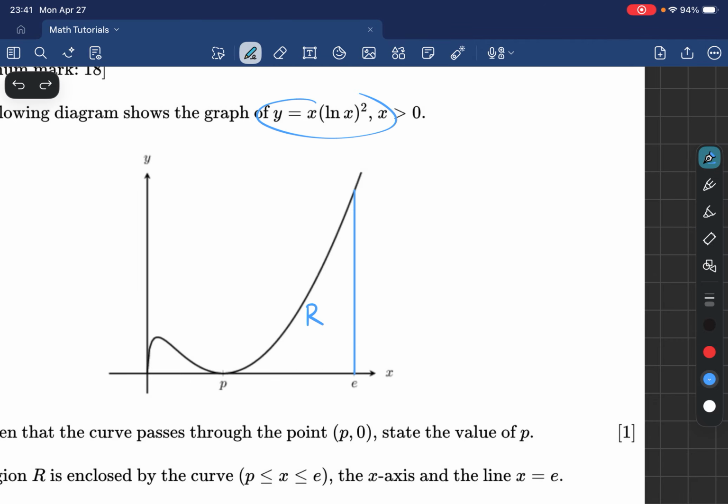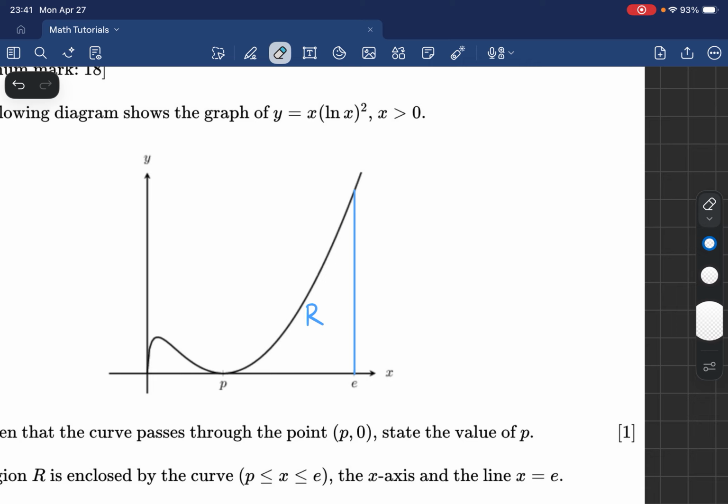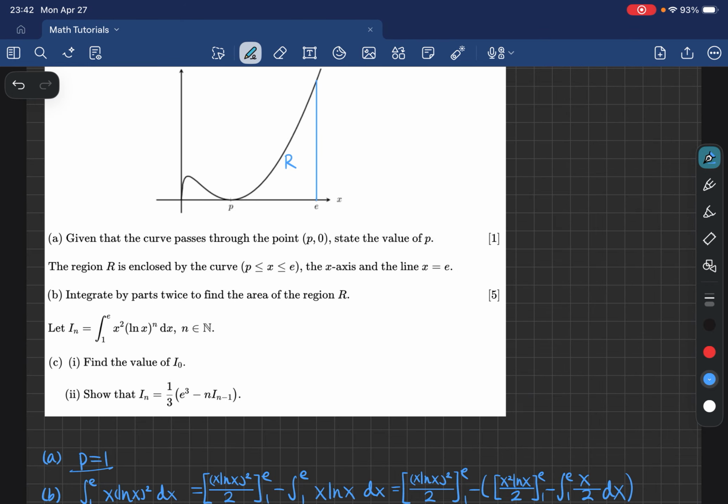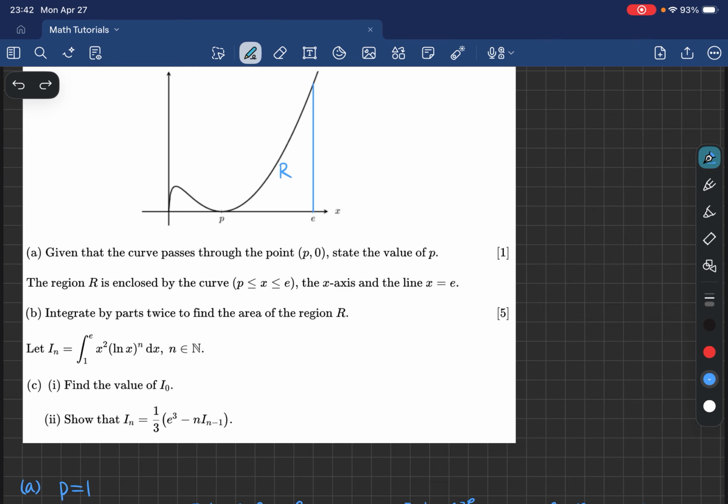So by observing this, we know that to make y equal to 0, we can have either x equal to 0, or we can have ln x equal to 0. To make ln x equal to 0, we simply need ln 1, right? And since p is to the right of 0, then p just needs to be 1. And here we go. So this is a really simple 1-mark question.